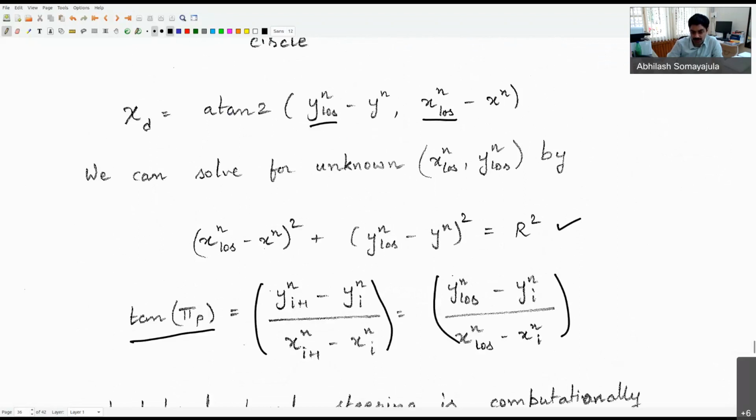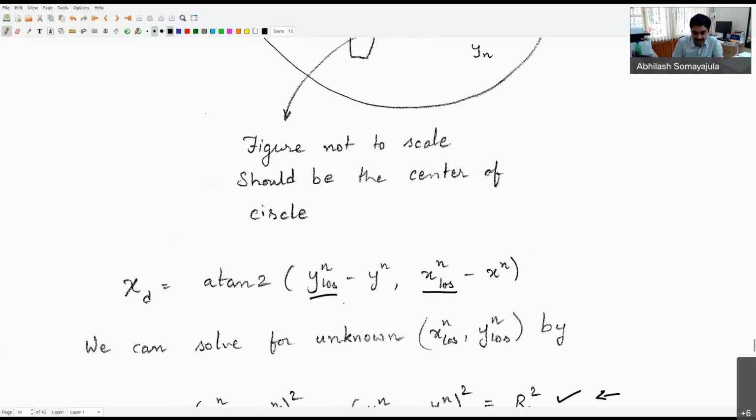So I know everything else in this particular case. Once I specify a given R, I know the previous waypoint, I know the new waypoint, and I have two unknowns, which are x LOS and y LOS, and I can solve for them. Once I get those two values, I can specify the desired course angle by simply taking the tan inverse of (y LOS minus y, x LOS minus x).